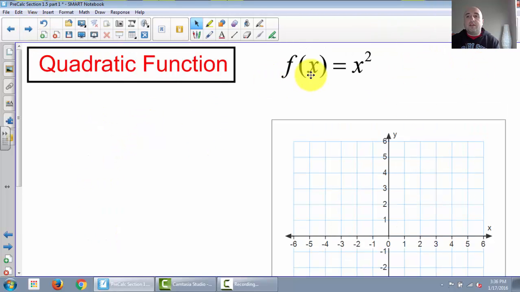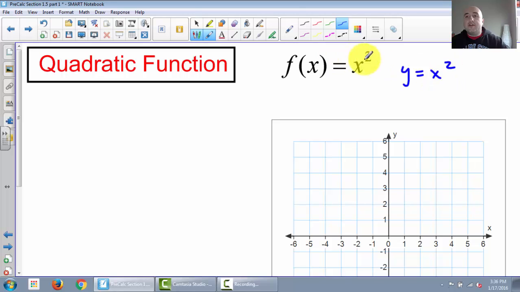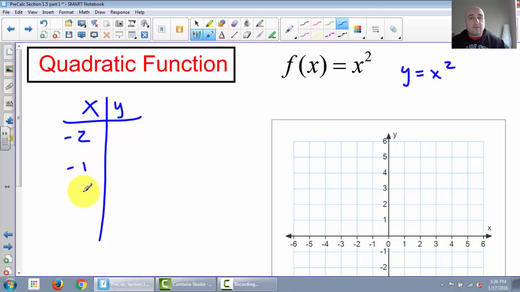All right, number 2 is the quadratic function. This is the one we just talked about a little bit ago. So y equals x squared is the parent function for parabolas. So let's use our xy table again. So negative 2, negative 1, 0, 1, and 2. Let's plug it in. So negative 2. So y equals negative 2 squared. I'm plugging it in for x. So you see that negative 2 squared is 4.